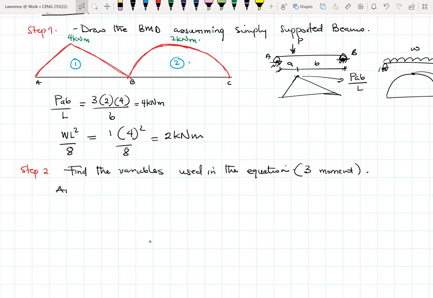Okay. A1 is simply the area of the moment diagram on the left.